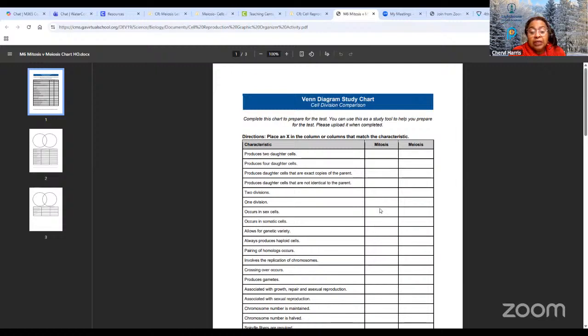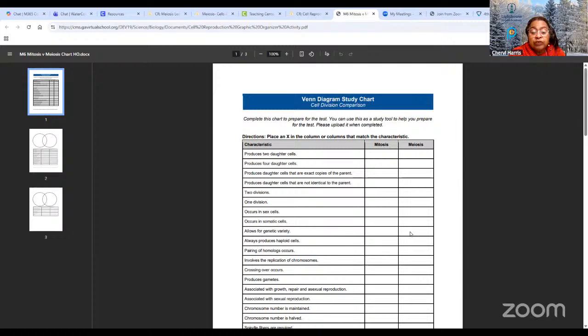Somatic cells, again, are your other body cells. So occurs in sex cells is meiosis, occurs in somatic cells is mitosis. Somatic, again, is a vocabulary word for all the other cells, non-gamete cells. Okay.